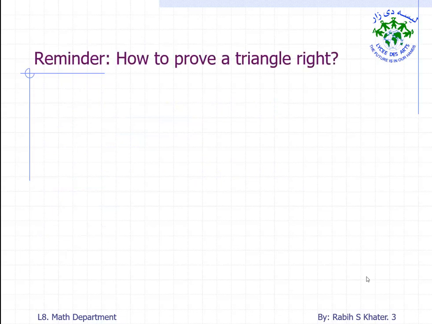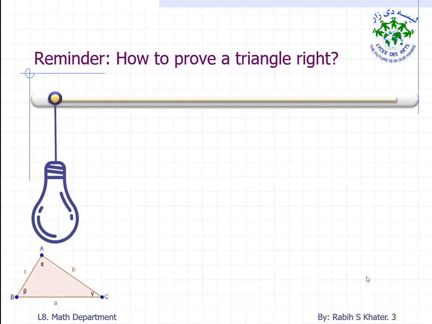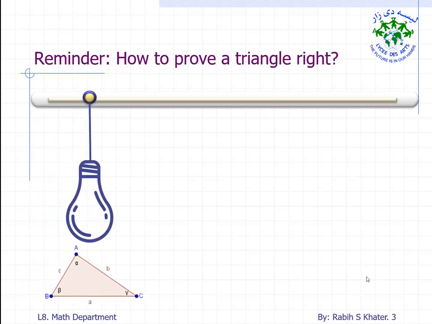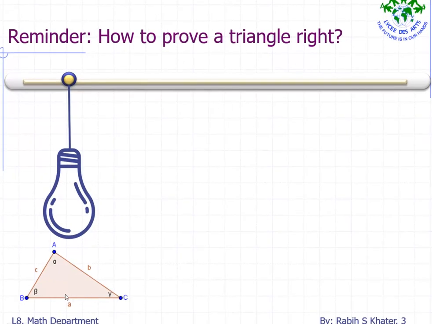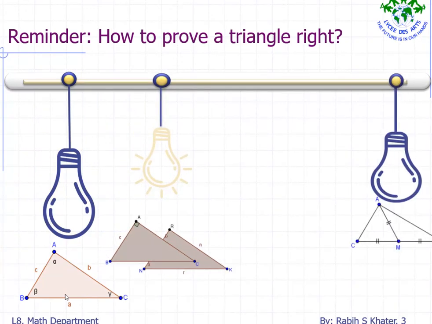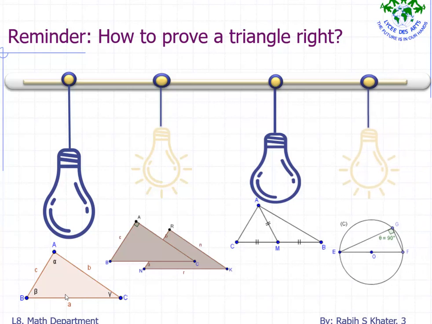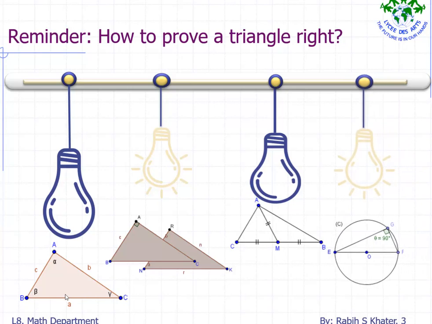Reminder, how to prove a triangle to be right. Well, you know from previous classes that we can prove a triangle right either by finding that the sum of its base angles is 90, or by proving two triangles to be congruent in which one of them is right, by converse of median relative to hypotenuse, you took it this year, and by inscribed angle facing diameter.